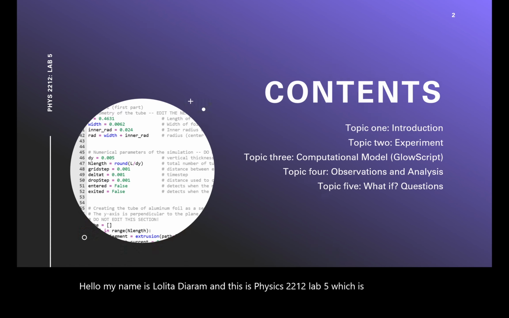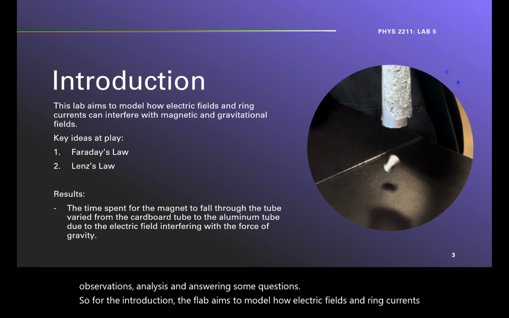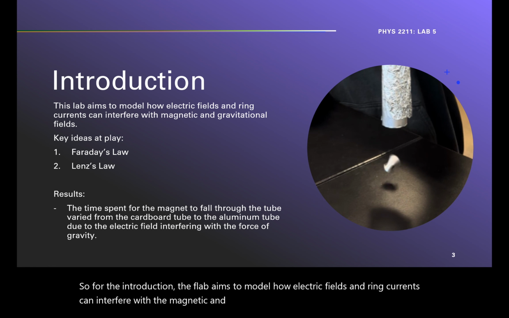So, for the introduction, this lab aims to model how electric fields and ring currents can interfere with the magnetic and gravitational fields, specifically with a small bar magnet. The key ideas at play are Faraday's law and Lenz's law.